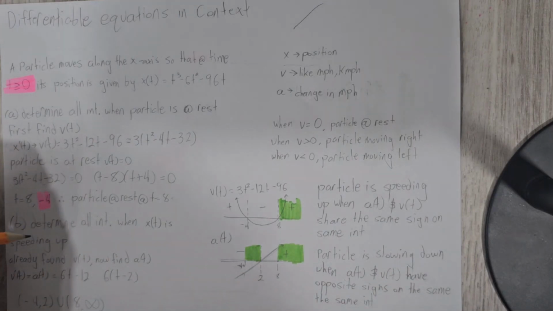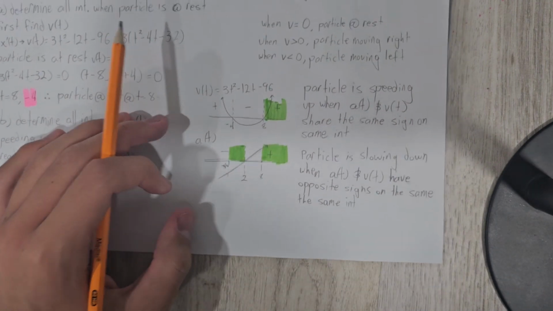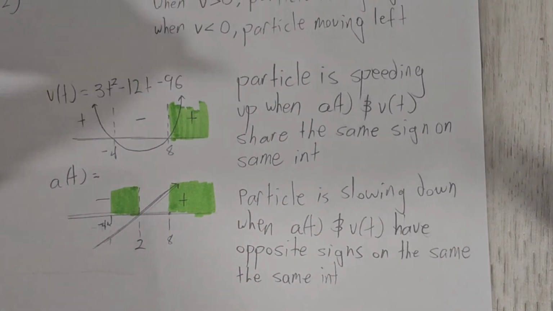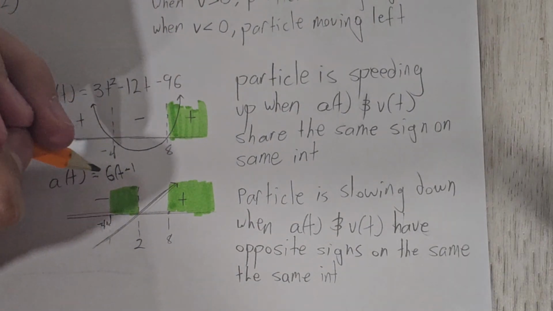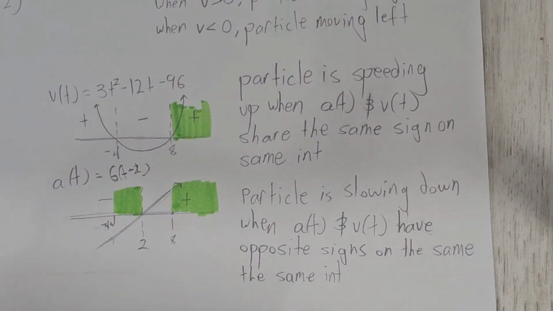Okay, now we have to determine all the intervals when x(t) is speeding up. So we've already found v(t), now we have to find a(t), which is the acceleration. So a(t), just like v(t), is just v(t) primed. You get 6t - 12. So if I zoom in right here, we have these two graphs that model v(t) and a(t), which I didn't write what it is, but it is 6(t - 2), or 6t - 12.